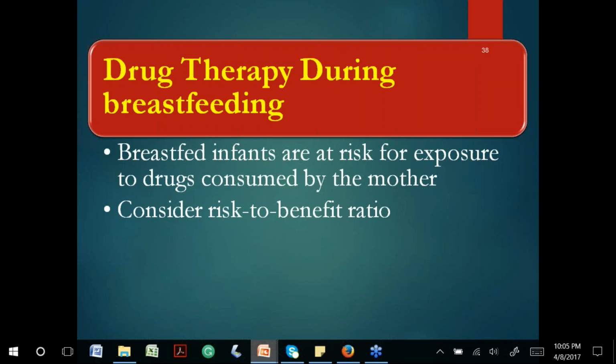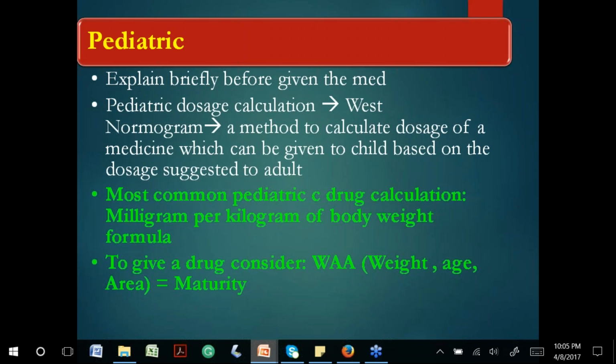Drug therapy during breastfeeding, so there is some medication which passes through the milk, for example, benzodiazepines. Pediatric, the most common pediatric drug calculation is milligram per kilogram, based on the body weight. To give a drug, consider the weight, age, and body surface area. This is weight and age.